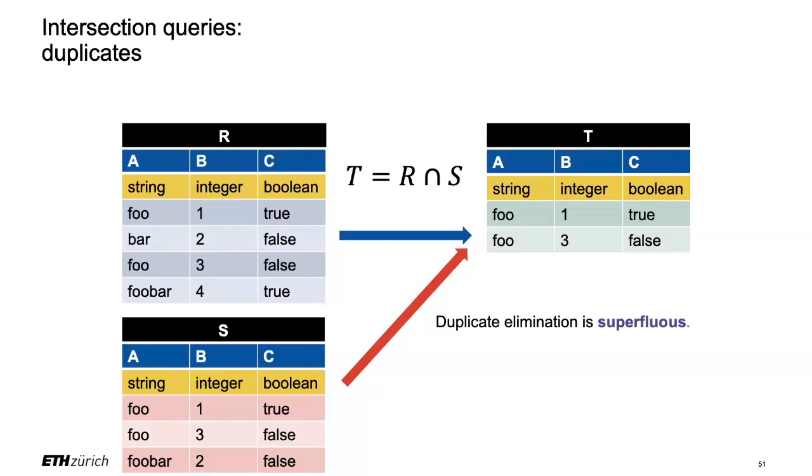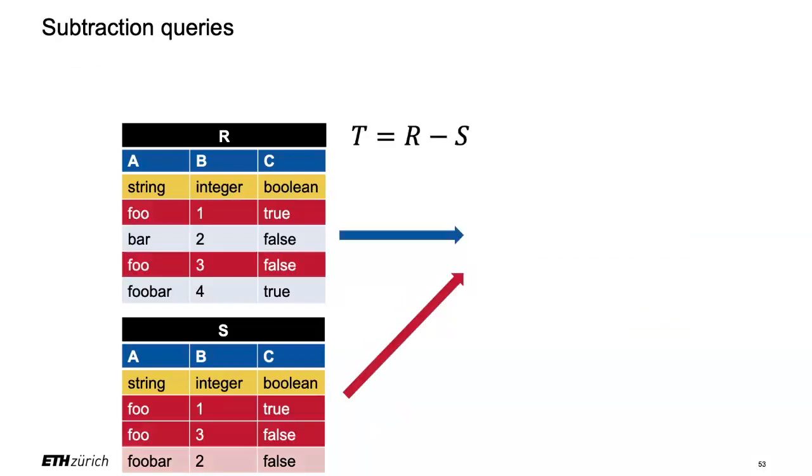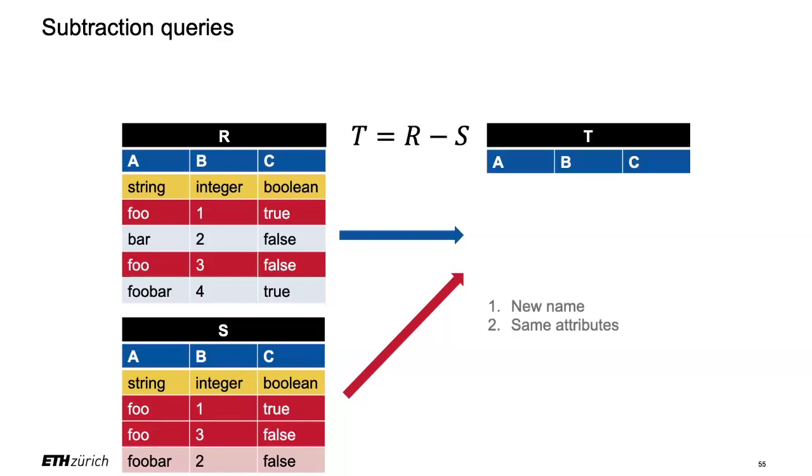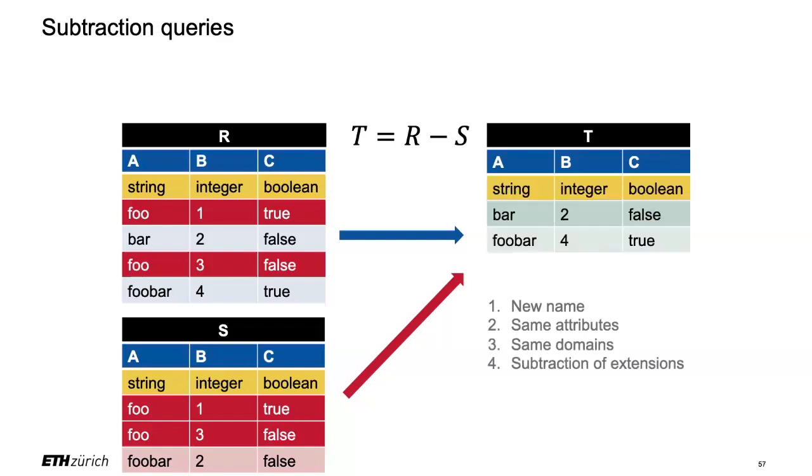We don't need to worry about duplicates here because those are anyway tuples that are on both sides. But anyway, mathematically, you will not have any duplicates. And then you have, so this one is a bit more complicated. It's the subtraction of R minus S. So what we do is that we take all of the records in R that are not in S. So basically the ones marked in red here, foo 1 true and foo 3 false, they are in S, so they would be taken out, right? So we only have the other 2, bar 2 false and foo bar 4 true, right?